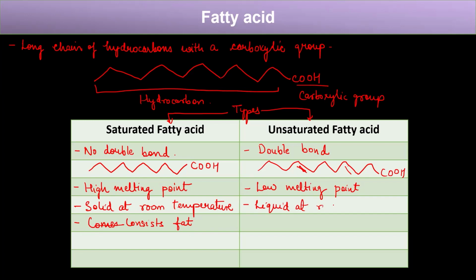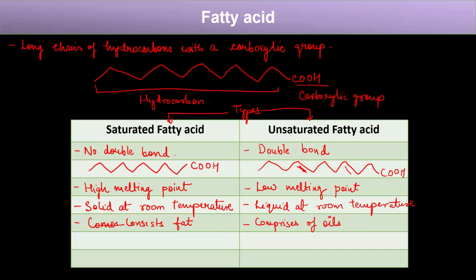We always see in our houses that there are certain lipids that are liquid at room temperature. And they are what? These are oils. So the unsaturated fatty acids mainly comprise oils. Whatever oils we are talking about, these are unsaturated fatty acids. While the ghee, butter, these things that are solid at room temperature, these consist of what? Fat.